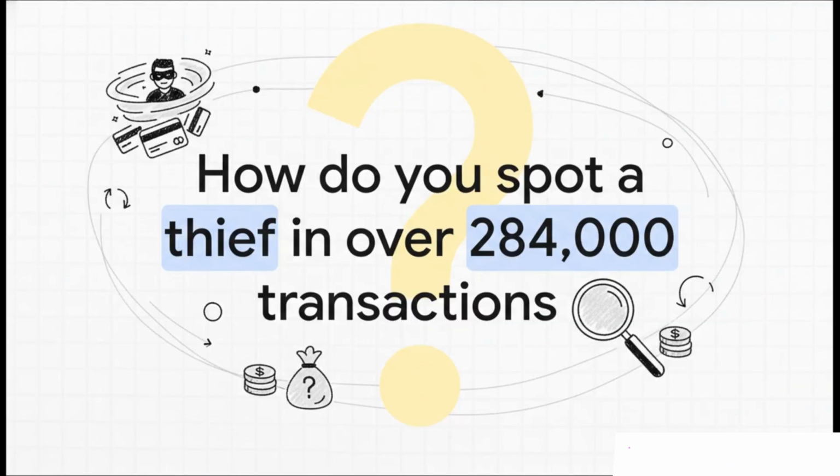To really wrap your head around the scale of this, let's start with a question. Imagine you're the analyst. You've got a list of over 284,000 transactions in front of you. Somewhere in that massive pile of data, a thief is at work. How on earth do you find them? I mean, it seems completely impossible, right?